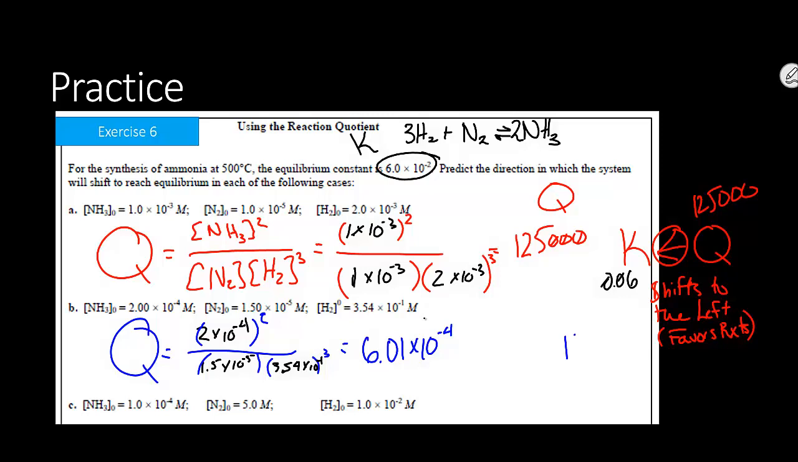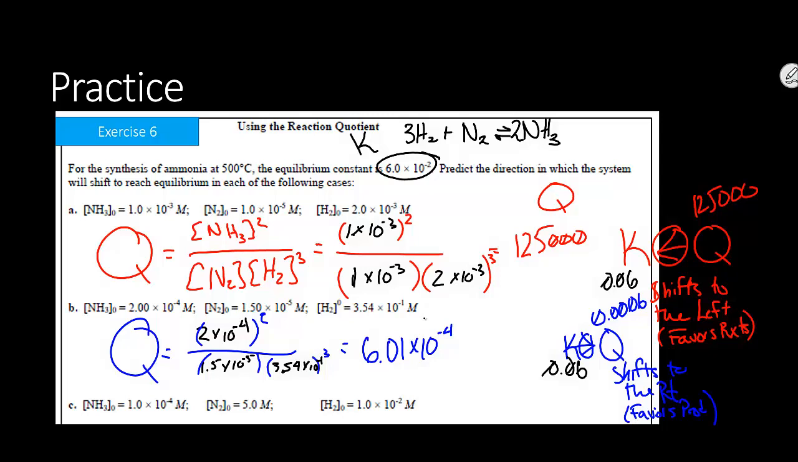So again, we will compare K to Q, the value of Q being 0.0006, the value of K given to us as 0.06. 0.06 is substantially larger than Q, than our reaction quotient. So the reaction shifts to the right, or it favors product production.